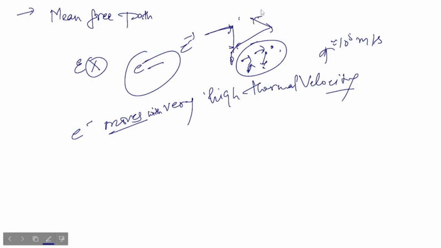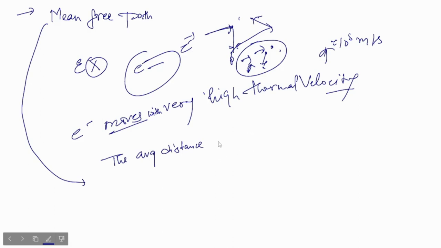During motion, the electrons collide with these ions again and again, and after each collision, their direction of motion changes. So, the mean free path. Now our definition comes. The average distance moved by free electrons between two successive collisions is defined as the mean free path.